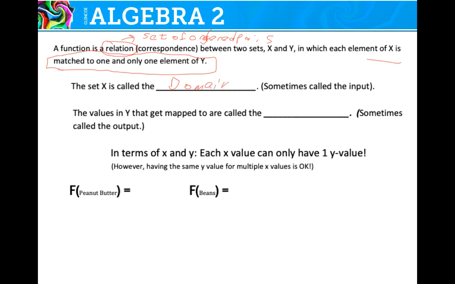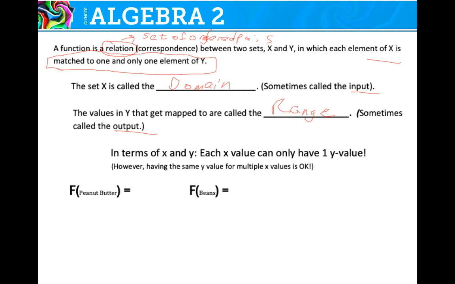So whenever they ask you about the domain, that's the set of all x's, all of the inputs. And then the y values are called the range. Range is also known as the output. So all of these are interchangeable terms.